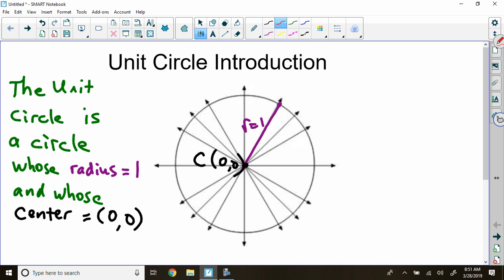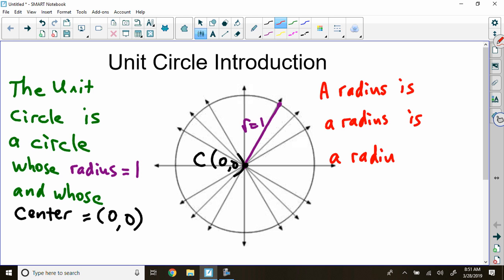I'm going to say a statement. You'll hear me say this many times. It sounds redundant. It sounds like I'm saying the same thing over and over again. It sounds like it's overkill. But here's the statement. A radius is a radius. That sounds really redundant. Again, there's a reason I said it. You'll hopefully see later on.